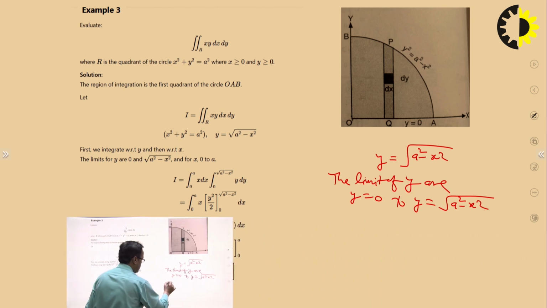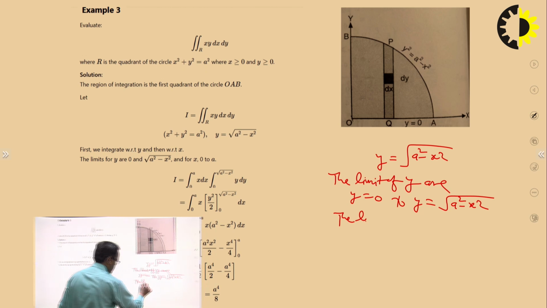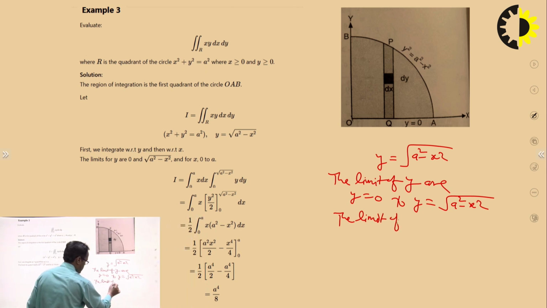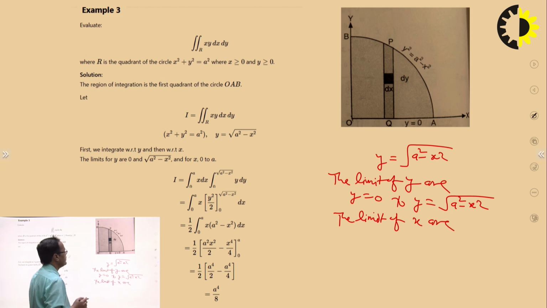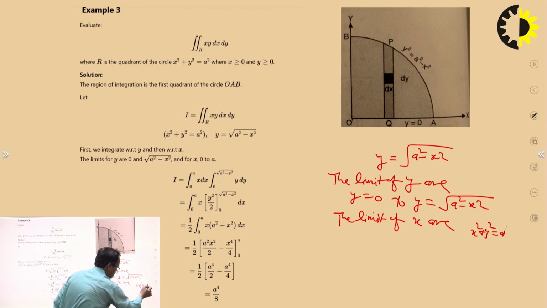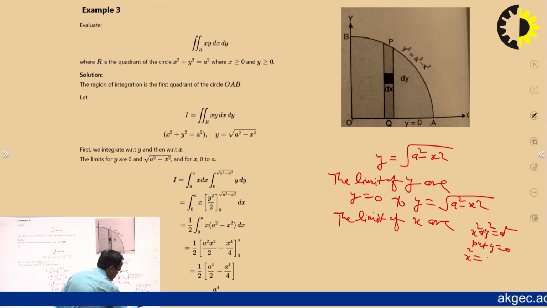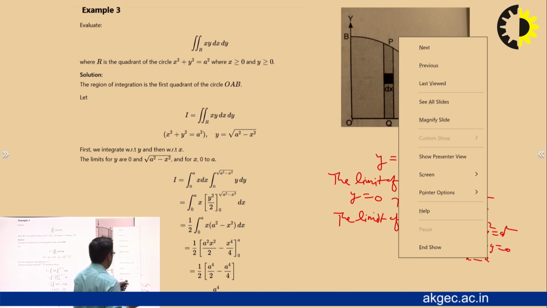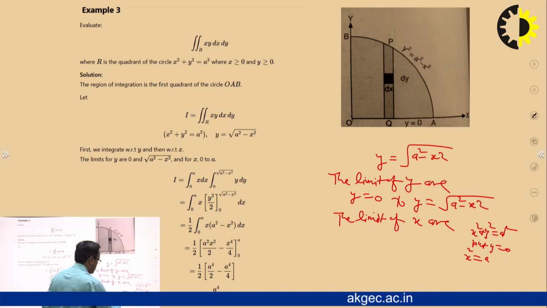And the limit of x: the coordinate of A is (a, 0). In the equation of the circle, x square plus y square is equal to a square, put y equal to 0. Then x square is equal to a square.